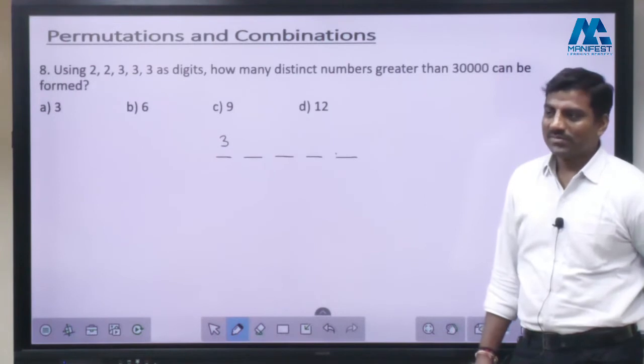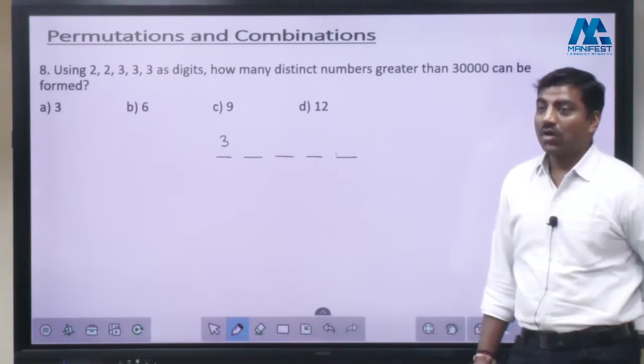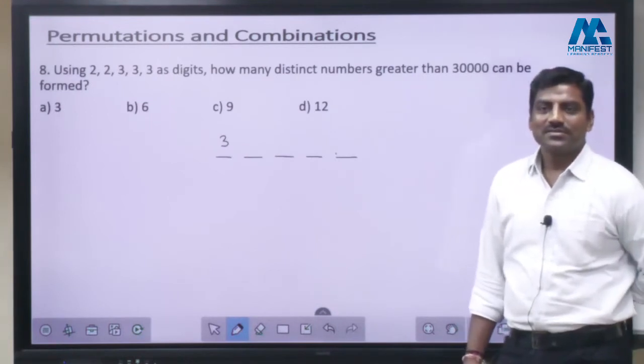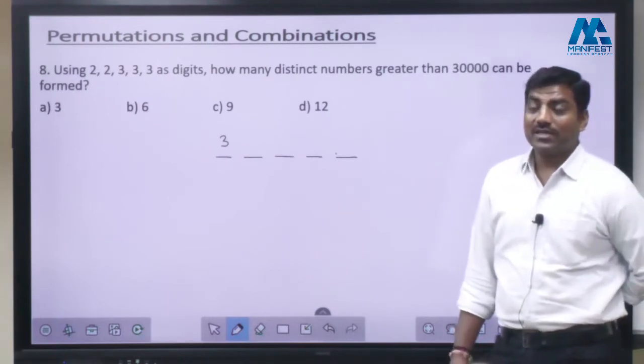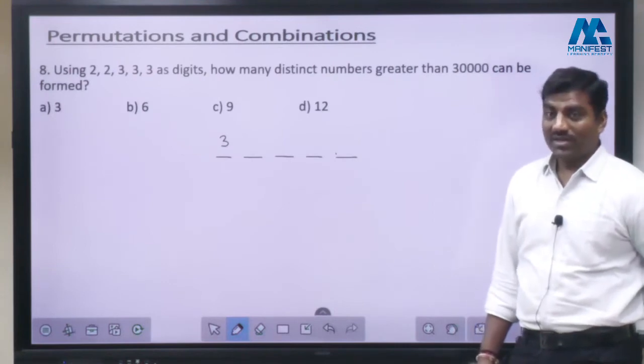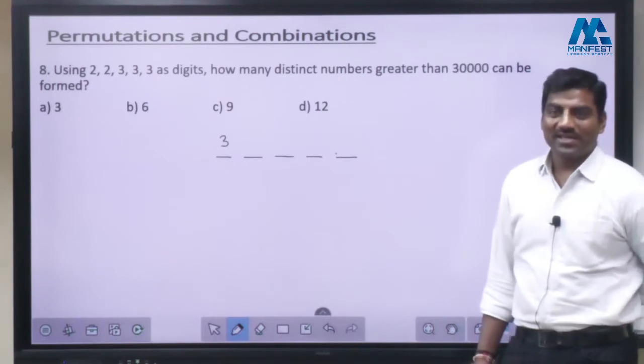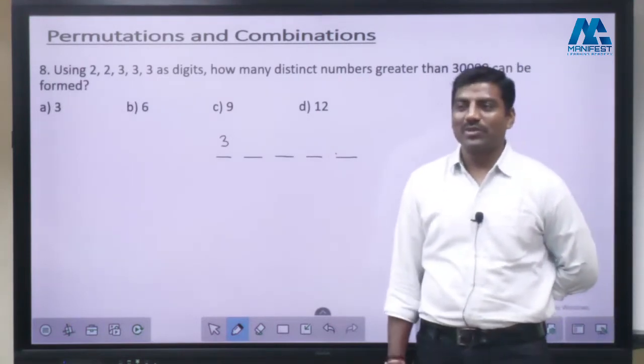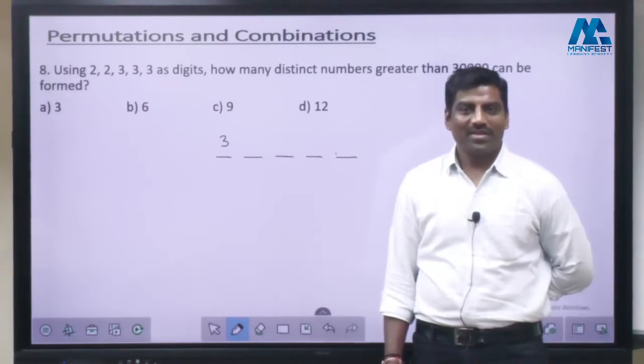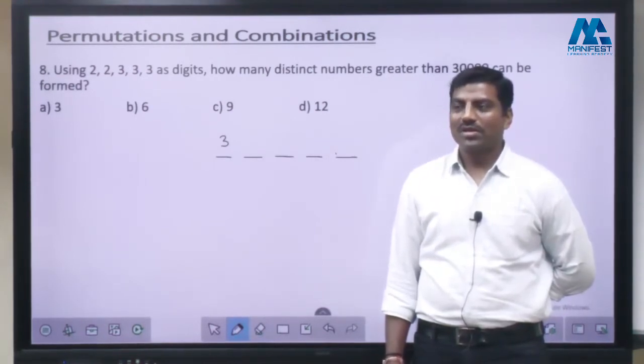Tough, no? Tough or easy? How is it? If different digits were given, it would have been easy, right? If different digits were given, it would have been easier. Now the same digits have been given. Tough. Yes or no? So we'll come back to this question after learning a new concept.